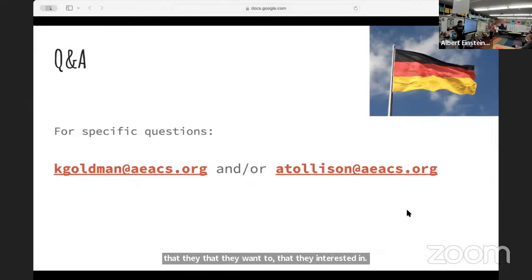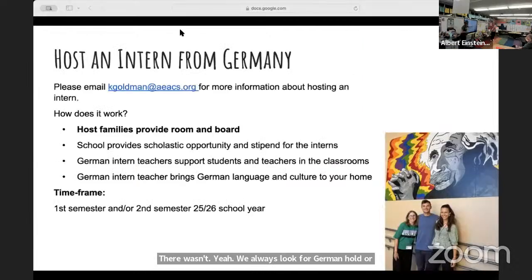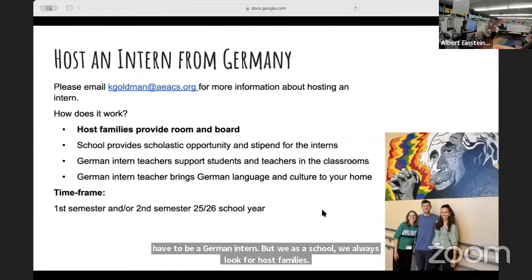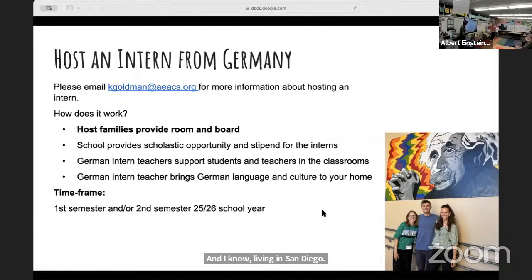We always look for host families for German interns. So this was, having somebody in your house, and even like a friend or a relative, it doesn't have to be a German intern, but we as a school always look for host families. And I know living in San Diego, that is not the easiest, to provide room for somebody else, but that is definitely something that if you're interested, please reach out to me.